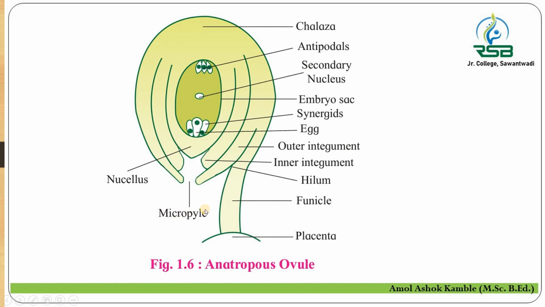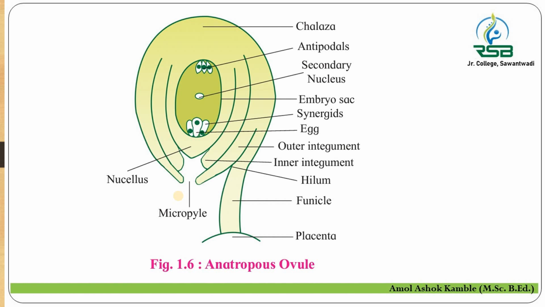Then what is the function of this micropyle? It gives passage for the entry of the pollen tube during fertilization. Then again, at the time of seed germination, it allows the entry of water. And after successful seed germination, we know that there is development of the embryonal axis, named the radicle and plumule. So the radicle comes out through this micropylar end. So these are the important features of the micropyle.